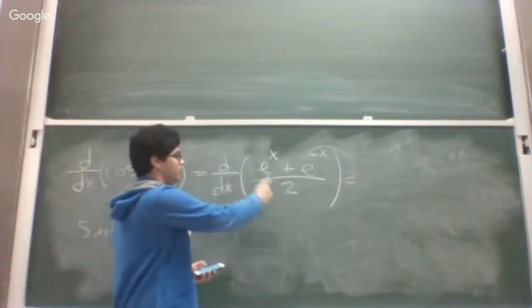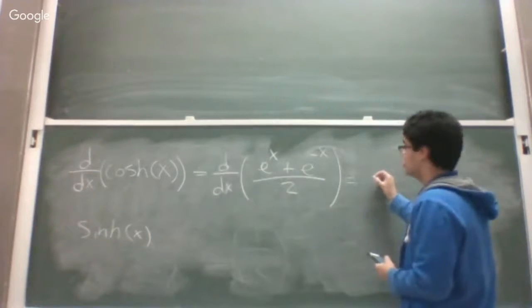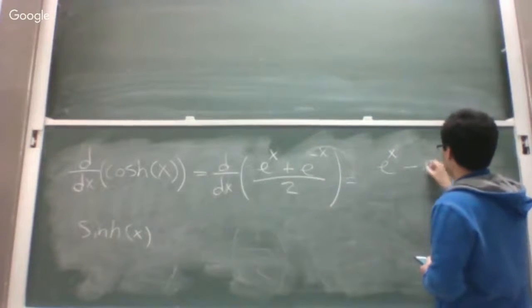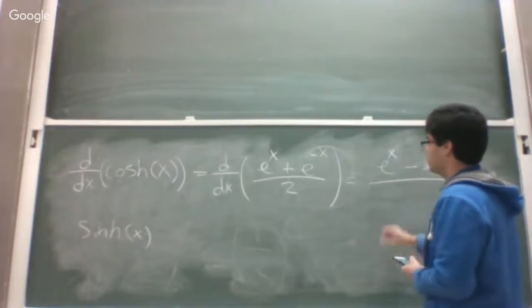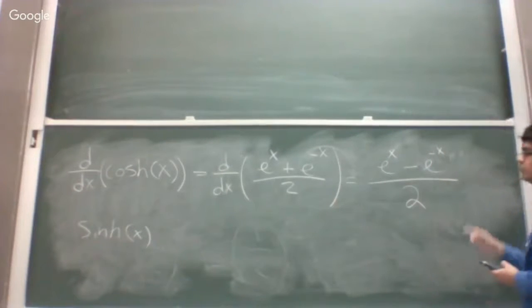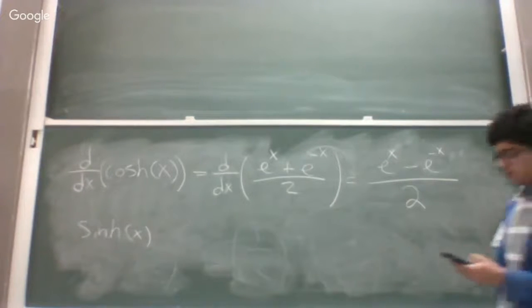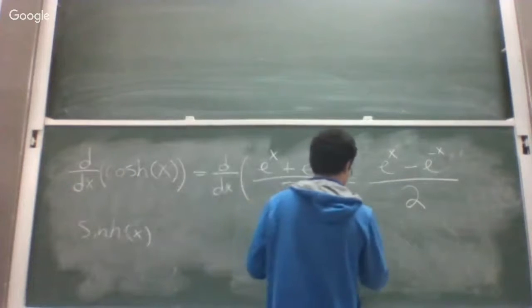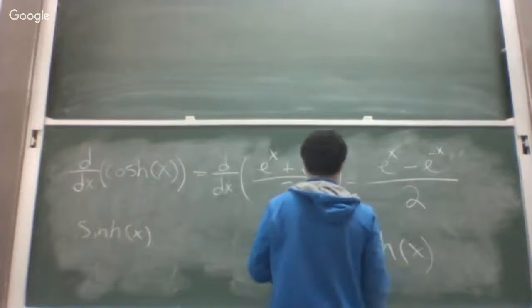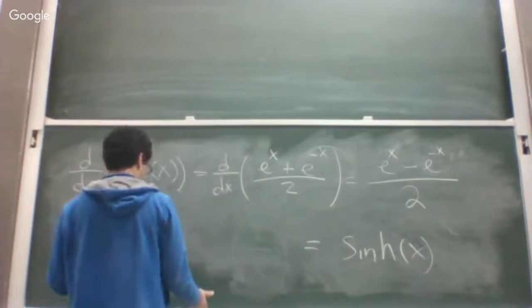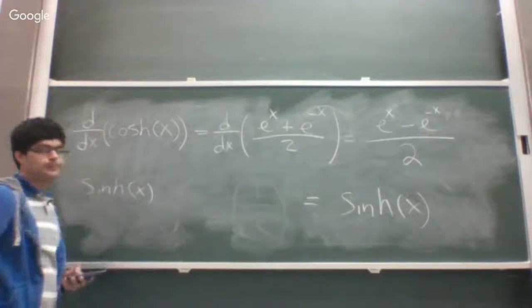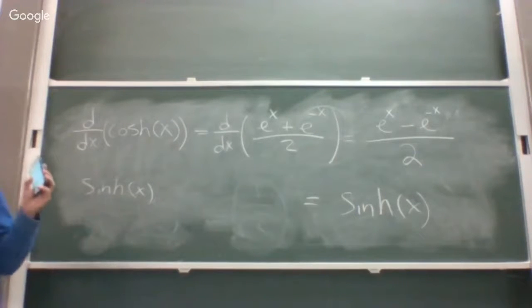Taking the derivative of this: the derivative of e to the x is always e to the x. For e to the minus x, the derivative is negative e to the negative x. Everything is divided by 2. And that would be the derivative. Now you're not done yet, because what is this equal to? Sinh. So your answer would be that word. Any questions on this?